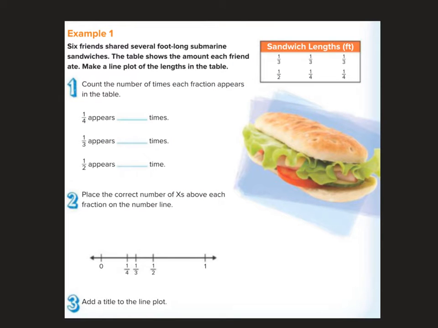Example 1. 6 friends shared several foot-long submarine sandwiches. The table shows the amount each friend ate. Make a line plot of the lengths in the table. So first, what we're going to do is we have to figure out how many of each kind of vote did we have. So 1/4 appears how many times? So if I'm looking at my data, I see 2 1/4. So we need to have 2 1/4. 1/3 appears how many times? Oh, 3 1/3. So that means how many halves?